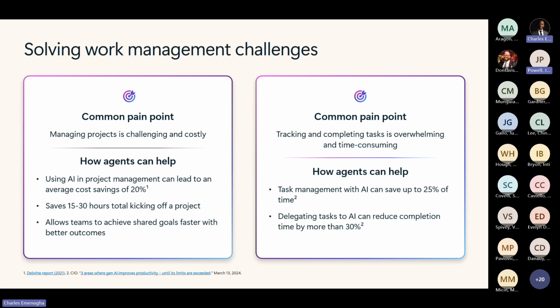Agents can help cut costs significantly by reducing the need to hire additional project managers outside of the people already within your team. This is really according to Deloitte, so we're not manufacturing these numbers. Using AI in project management can lead to an average cost savings of 20%. Again, this is quoting Deloitte directly. These agents can save anywhere between 15 to, wait for it, 30 hours total when kicking off a project, allowing teams to start working on their goals more quickly.